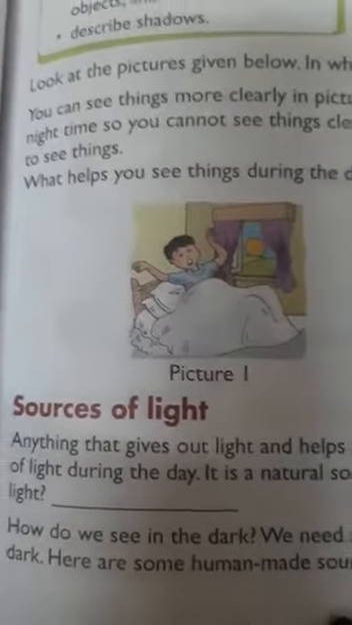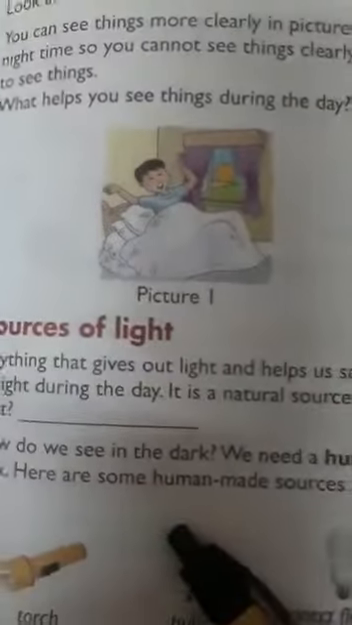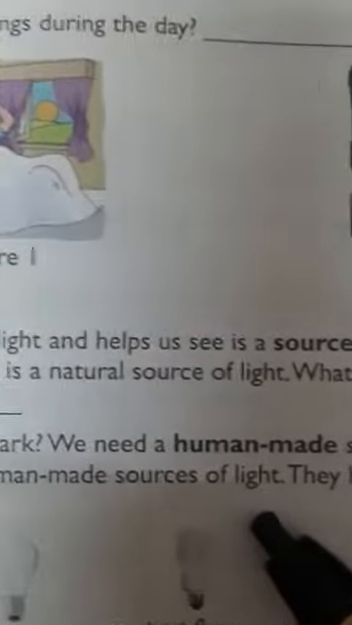How do we see in the dark? In the darkness where light is not present, or in the night where the light is low, we need a human-made source of light to see in the dark. Here are some human-made sources of light. They help us see in the dark.